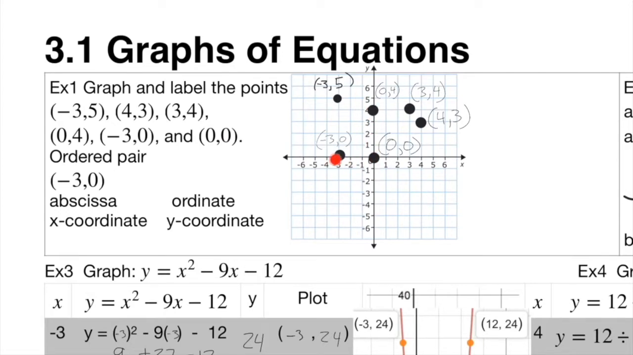Negative 3, 0. And then one thing to keep in mind is that these are called ordered pairs because you've got two numbers that are paired together. The first one is the x-coordinate, sometimes called the abscissa, and then the second one is the y-coordinate, sometimes called the ordinate. Pause it if you don't have it completely copied down, but otherwise we'll just move on.